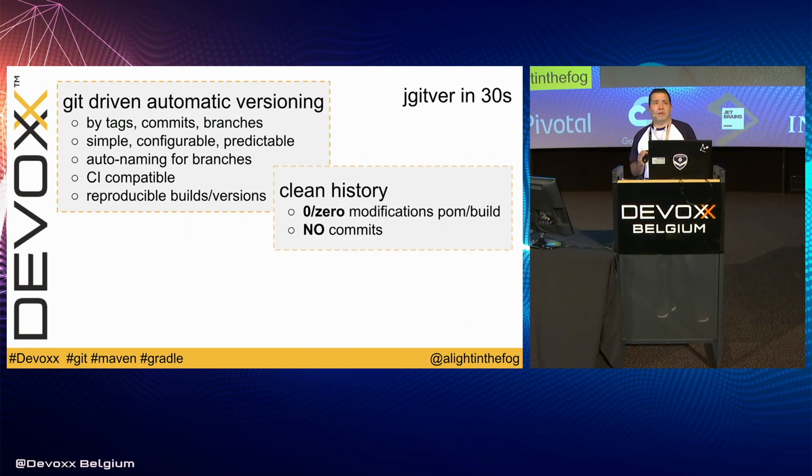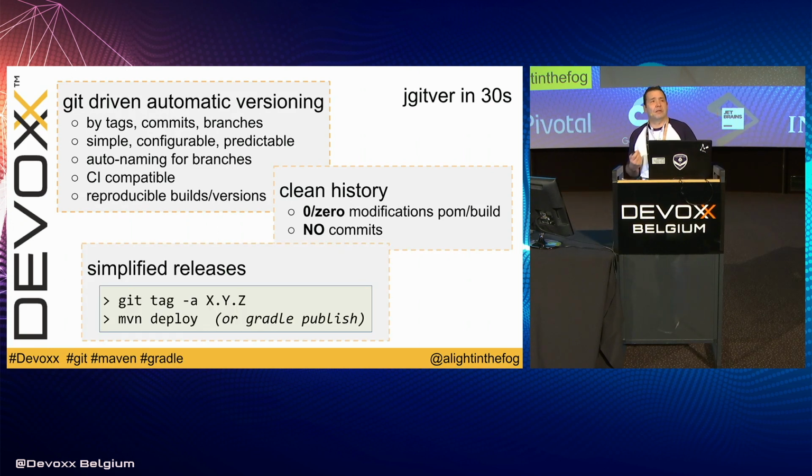The main point, if you have just one point to retain from this presentation, is that with jgitver, you will have zero modification inside your POM or your build.gradle file just for project version handling, meaning that the history inside your Git project will be used. The build tool will not modify that.